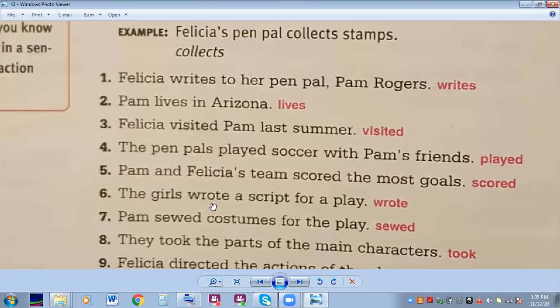The girls wrote a script for a play. The girls are our subject. That's who our sentence is about. And what did the girls do? They wrote. Wrote is our action verb. Pam sewed costumes for the play. Pam is who our sentence is about. What did Pam do? She sewed.